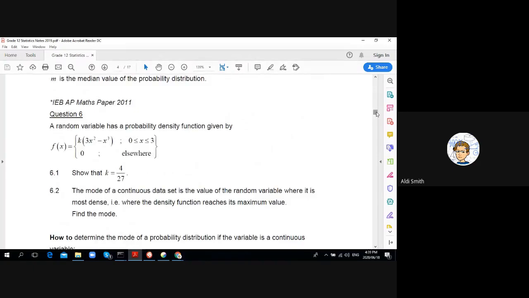Now this is from the IB 2011. So this one then says, a random variable has a probability density function. So again, they define it as a probability density function. By the way, if you get confused between a probability mass function and a probability density function, the mass function is never set up to say fx is equal to. The mass function, remember, is always set up to read p x equal to x. That's how you know it's a probability mass function.